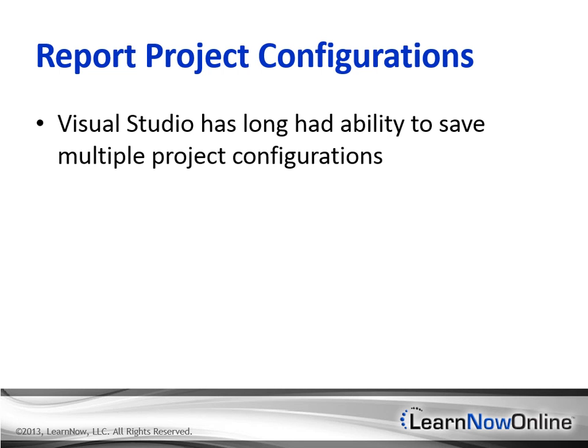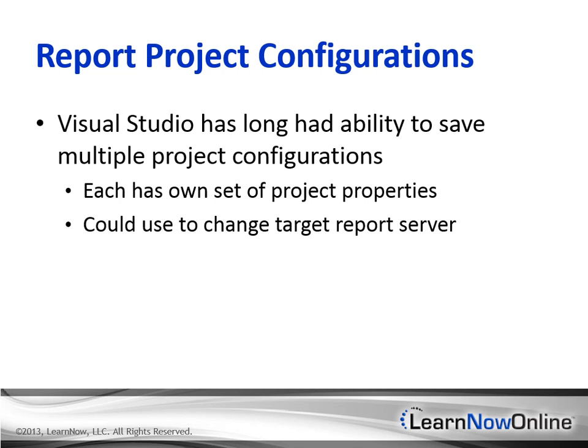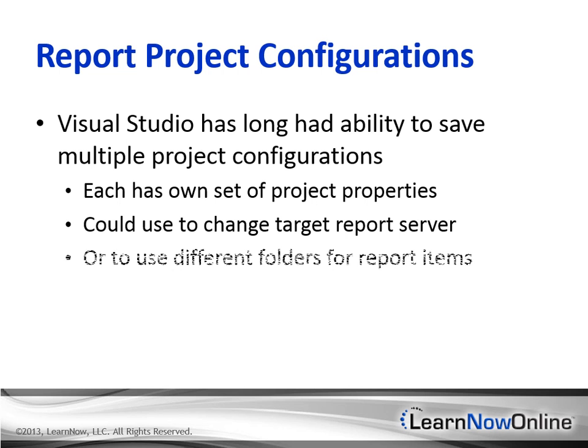Visual Studio has long had the ability to save multiple project configurations, each with its own set of project property values. This feature has a variety of uses for the many kinds of projects that you can create using Visual Studio. In a report project, you could use this feature to change the target report server for each configuration. For example, for the debug configuration, you could set the target server URL to a report server on the local machine. But for the release configuration, set it to a test or a production server. And you could specify different target folders for the various report objects to conform to the target report server.